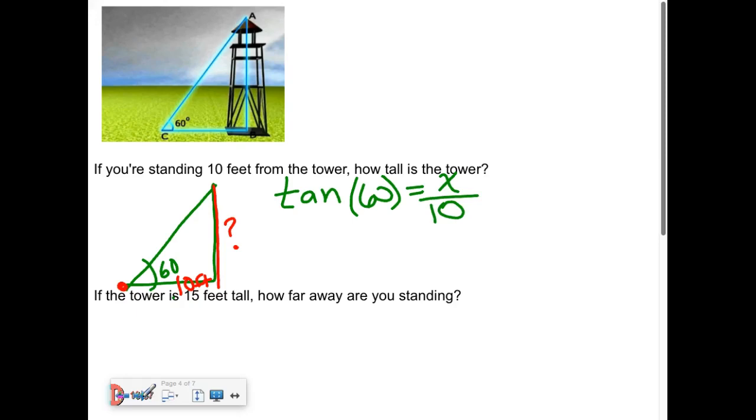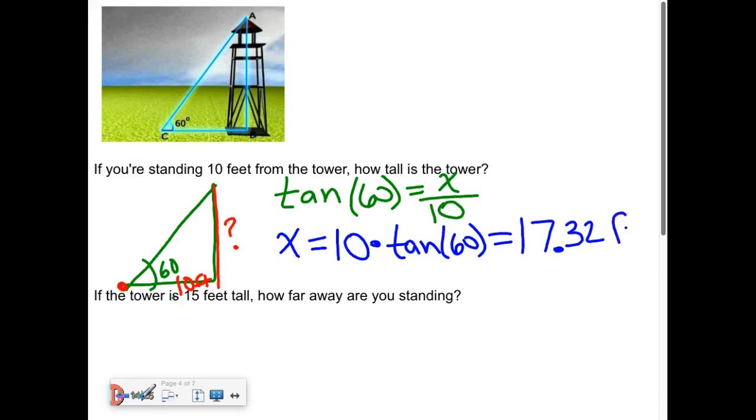I'm going to jump straight to solving because I'm hoping we started seeing some patterns. If my variable is on top, that means we're going to multiply. So my answer is going to be x equals 10 times tangent 60. Okay. So we do have a word problem. We should make sure we're labeling it. And we do have a tower, so hopefully we know it's going to be a little bit taller. And I am getting 17.32 feet.